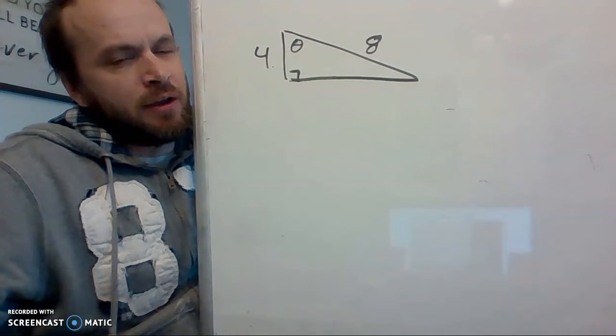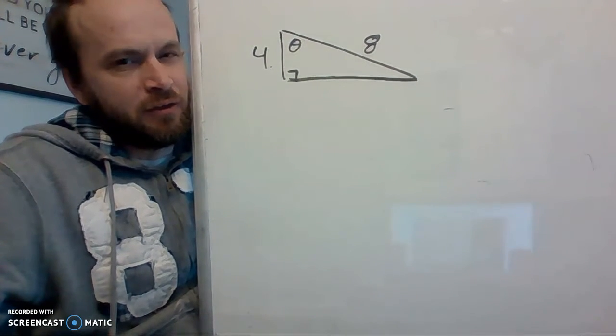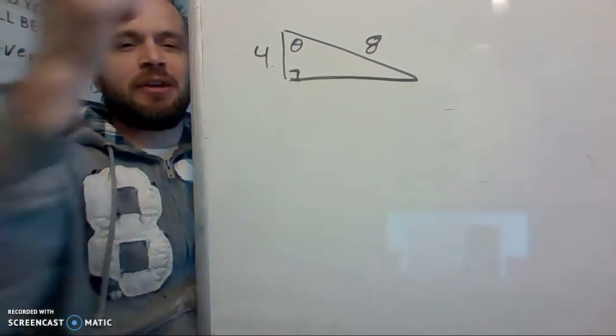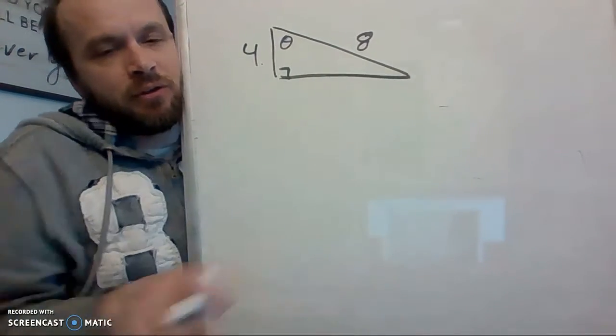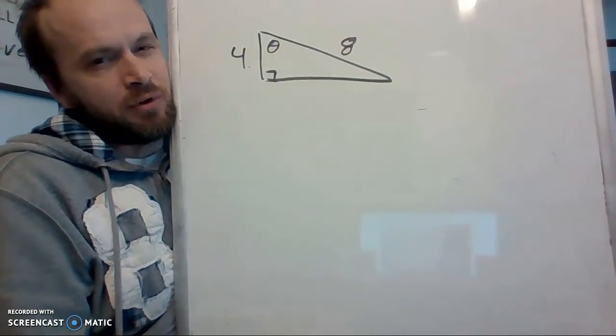If you have a situation where you have a right triangle and you're given two of the sides, you can find a third side using Pythagorean's theorem. But what if we want to try to find the angle? Well, we're going to use our SOHCAHTOA ratios, but in a slightly different way than we did previously.